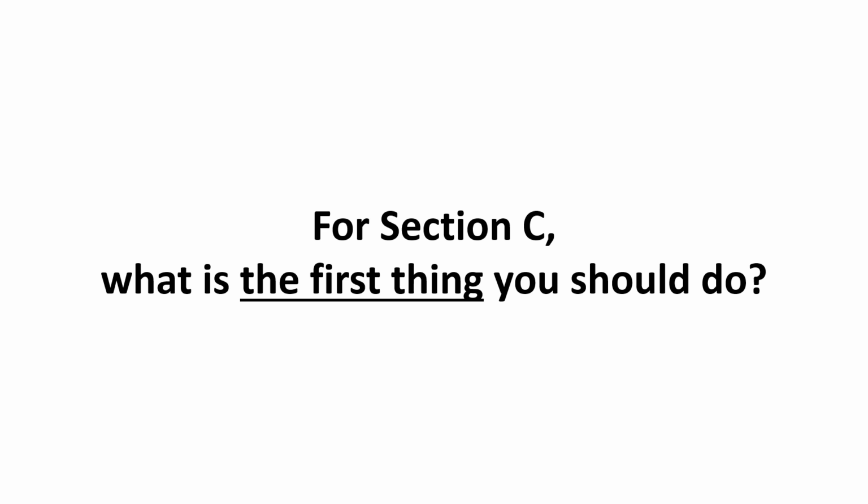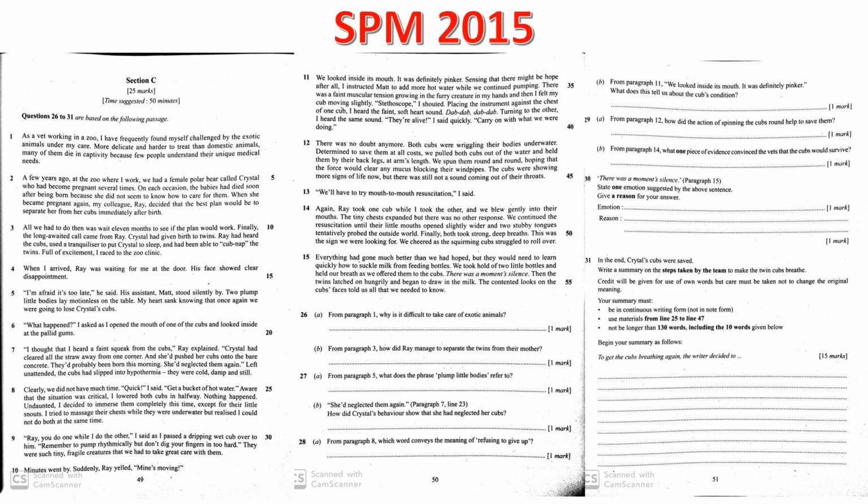Before we begin, I have one question for you. When you receive Paper 2, when you receive Section C, what is the first thing you should do? Let's say you receive this paper. Yes, you can download this from the link given in the description. So, look at this paper. What is the first thing that you do? Do you read the text first? Or do you read the instruction first? Or do you do the summary question first?